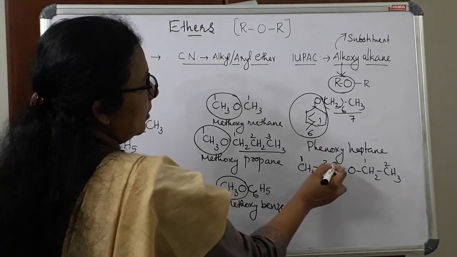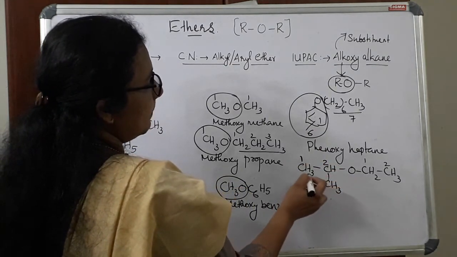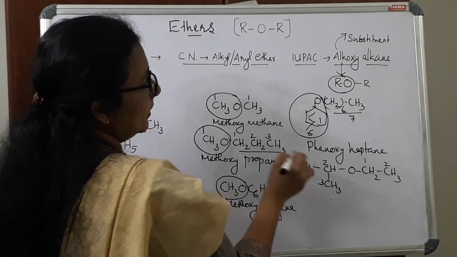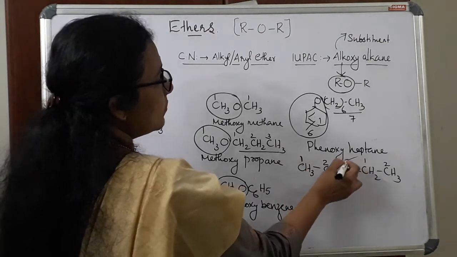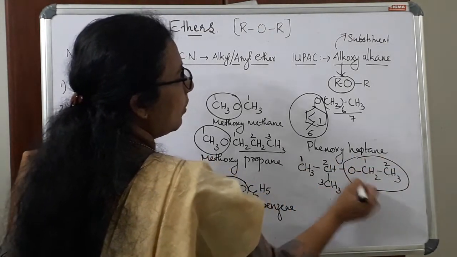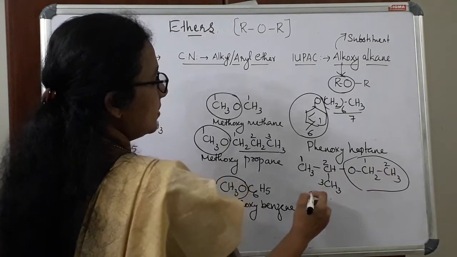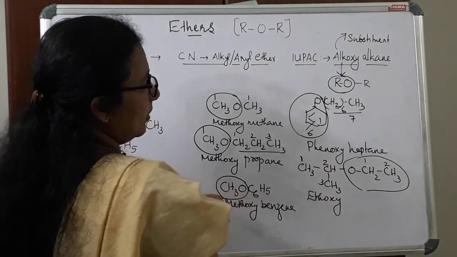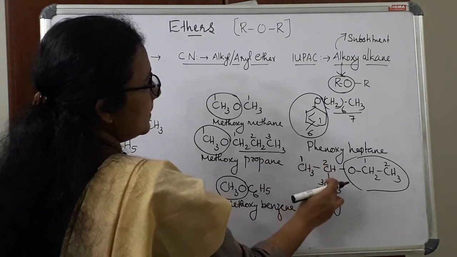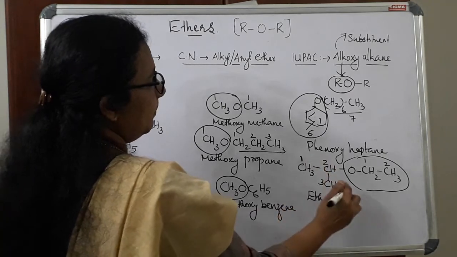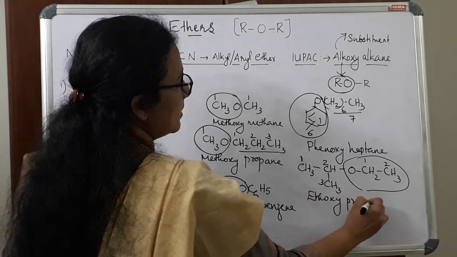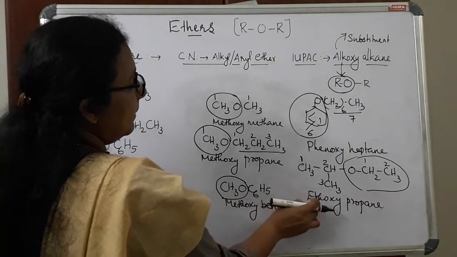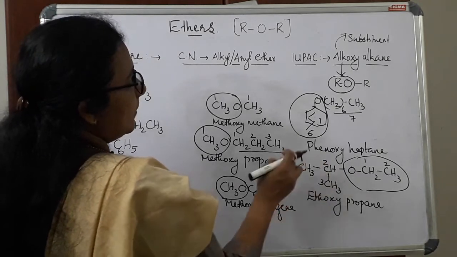So this part will be the alkane part. So 1, 2, 3 carbon atoms, so propane will be the alkane part, and this will be the alkoxy part. So 2 carbon atoms are there, so it will be ethoxy. Then comes the largest part, that is propane. Ethoxy propane.